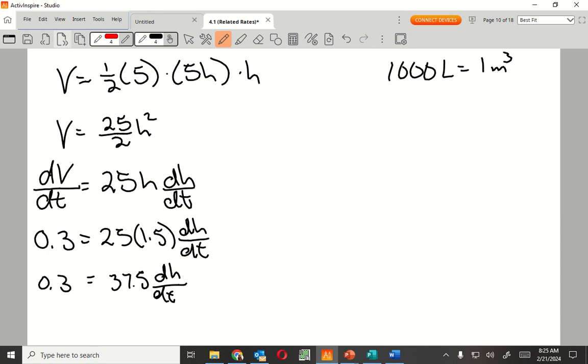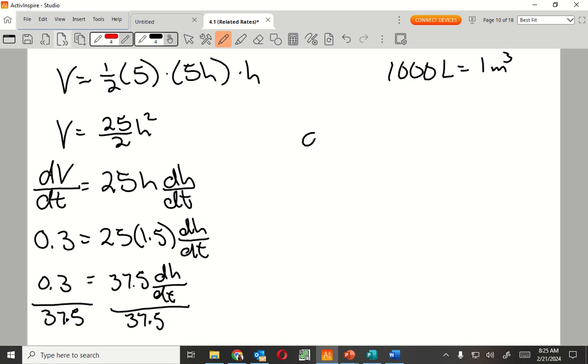Wow, okay. So I'm still trying to get my dH/dt by itself. Divide by 37.5. So 0.3 divided by 37.5 is 0.008.